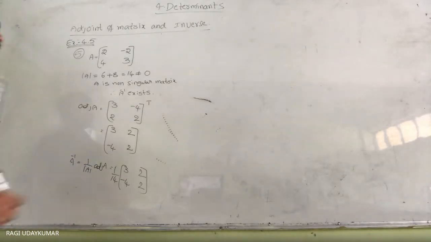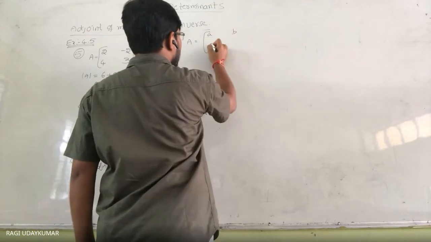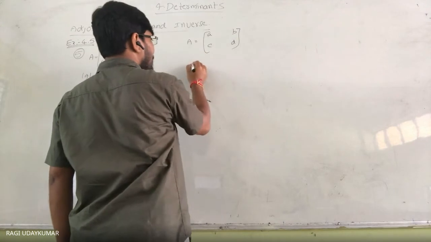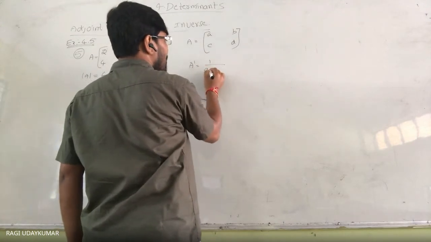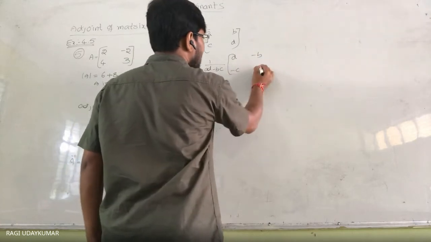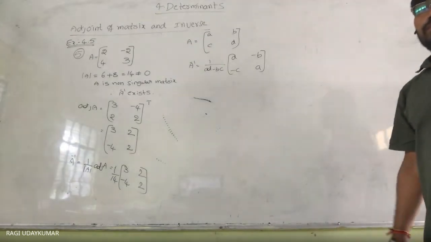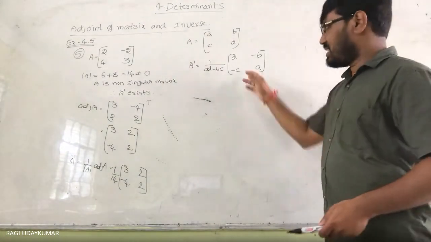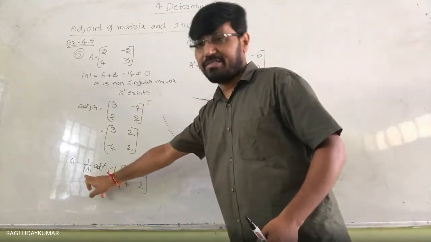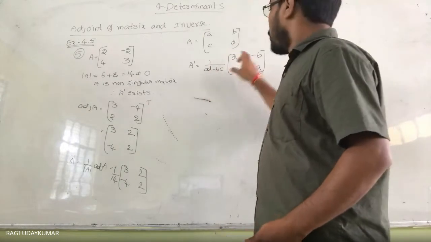This, if you want, you can write directly. If any matrix is given to you as A equals a, b, c, d, then A inverse is equal to 1 by ad minus bc into d, minus b, minus c, a. This is for only a 2 by 2 matrix. Here 1 by ad minus bc, and ad minus bc is the determinant.